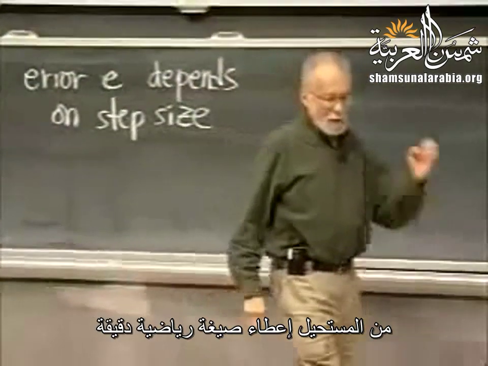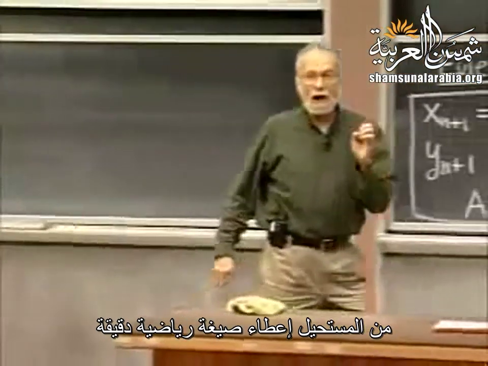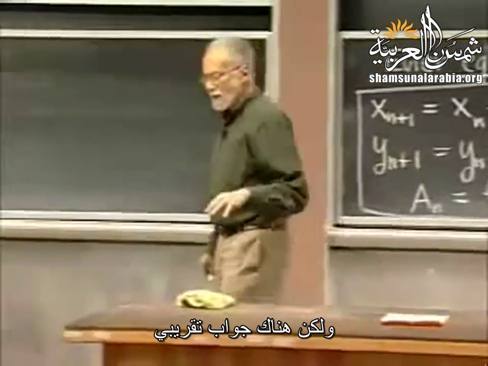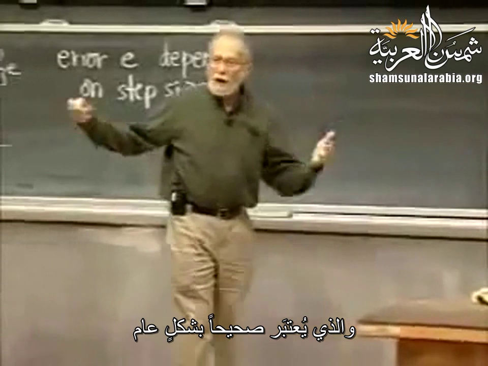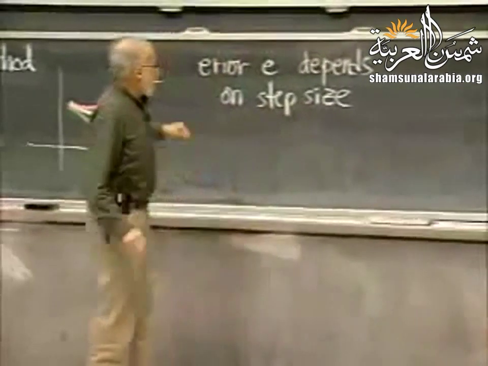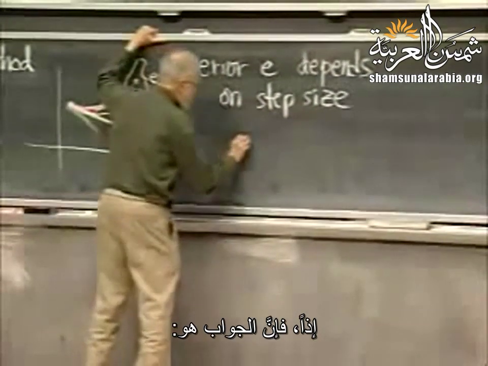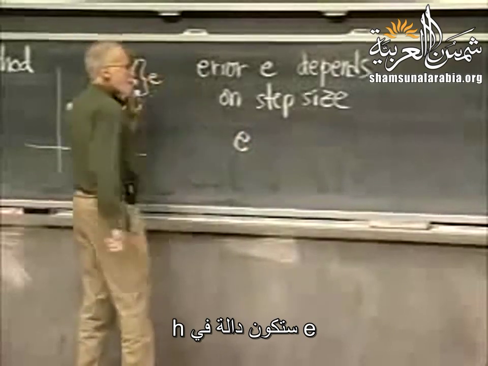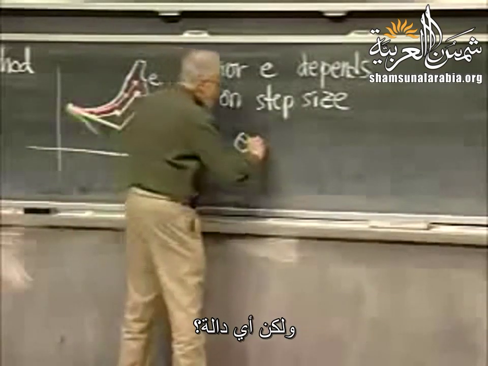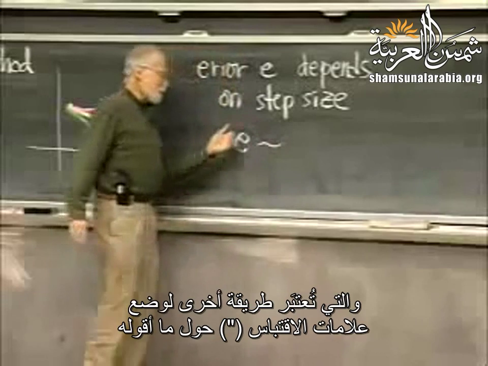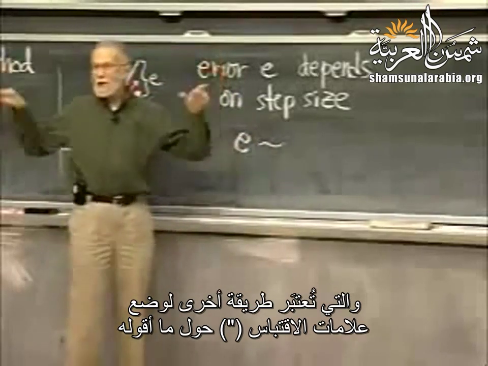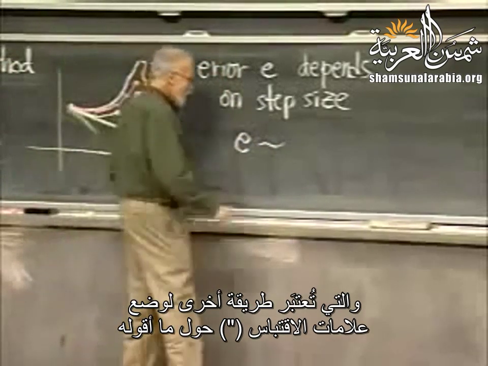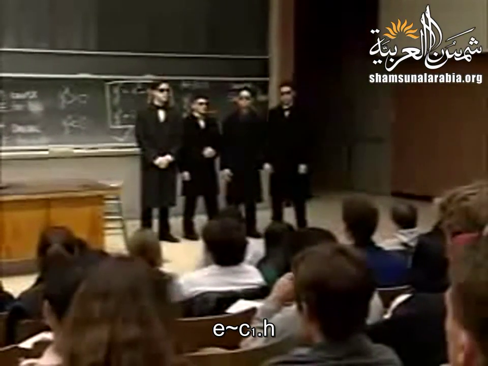Now, how does it depend on the step size? Well, it's impossible to give an exact formula, but there's an approximate answer which is by and large true. And the answer is, so E is going to be a function of h. What function? Well, asymptotically, which is another way of putting quotation marks around what I say, it's going to be some constant times h.